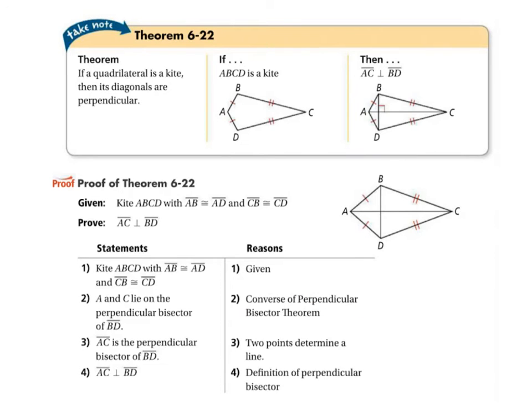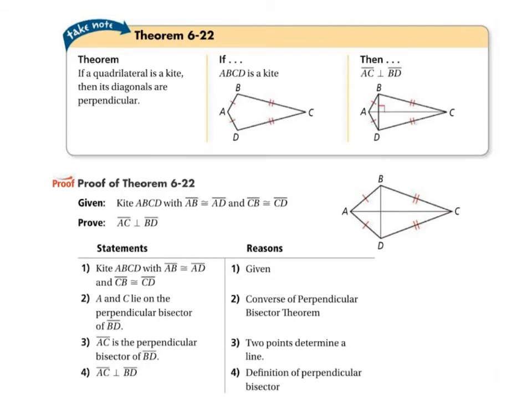Recall the perpendicular bisector theorem says that if you are a point on the perpendicular bisector of some segment, like if here's BD, if you drew a line perpendicular to it that bisected it, any point that was on that line would be equally distant from the endpoints. So the converse says that if the point is equally distant from the endpoints, like A is equally distant from B and D, and C is equally distant from B and D, then those 2 points are on the perpendicular bisector. That's the converse.